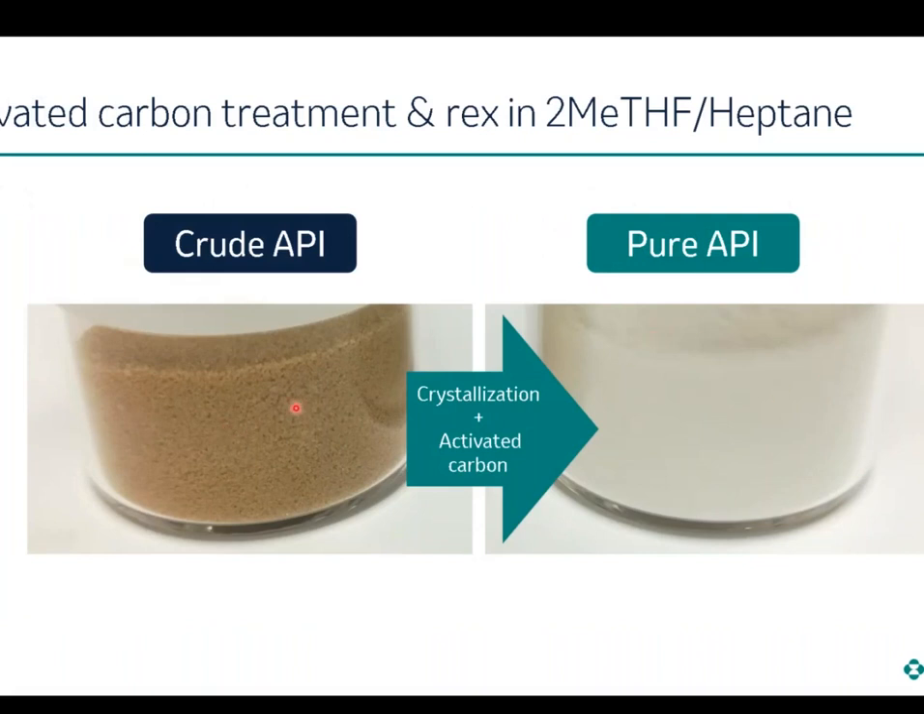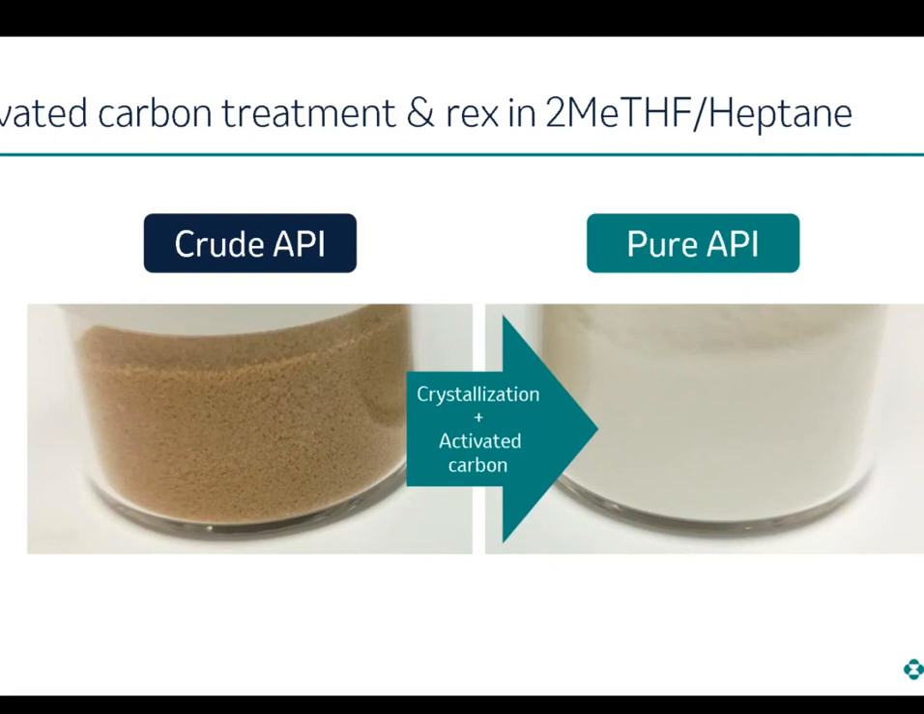But what about the color? So you see the crude API here on the left-hand side, and what has been done was literally we used activated carbon to absorb anything that's undesired from a color perspective, and obtained nice white pure API on the right-hand side.